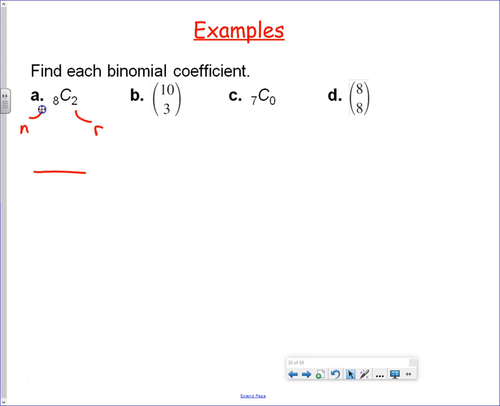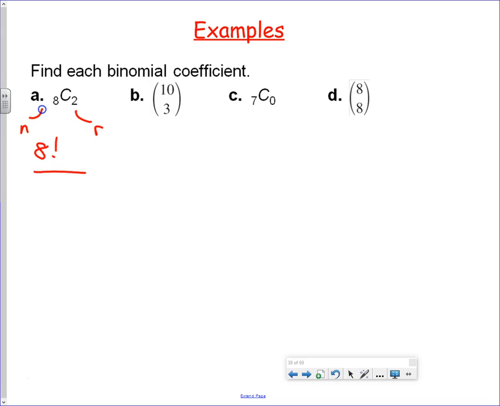What row did we have to get to? 8th row. What term did we have to get to? R is equal to 2, but R starts at 0, so your final answer should have been 28, if I did my Pascal's triangle right. Did I? You guys plugged into the formula, right?